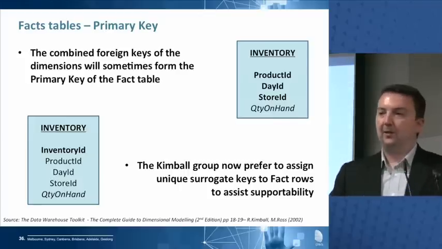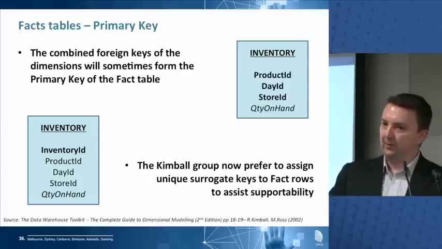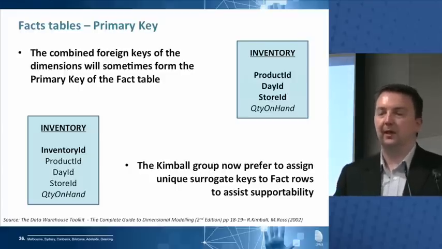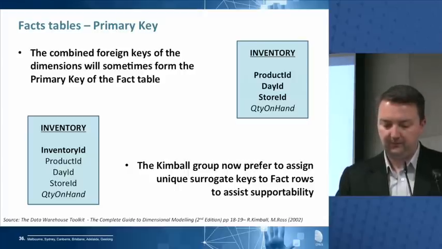He says fact tables now contain their own primary key that we allocate when we load the fact in from the source table. Just something that we always do with dimensions.